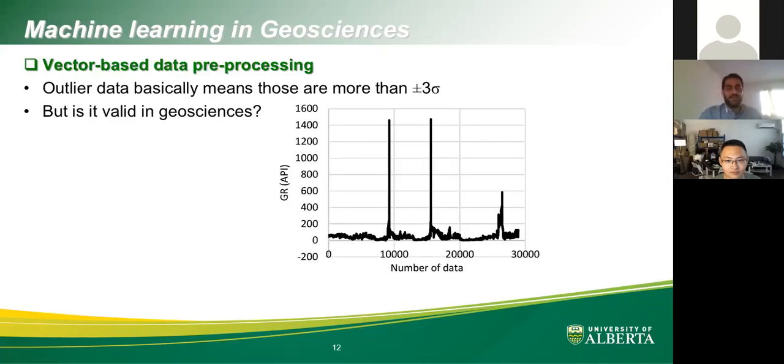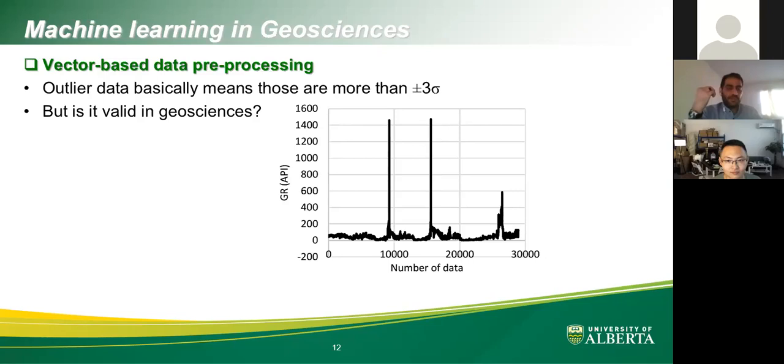Vector-based data pre-processing. You know, in statistics, we call some data outliers when they are plus or minus 3 standard deviations, okay? But do you think that in geosciences, this definition is valid?